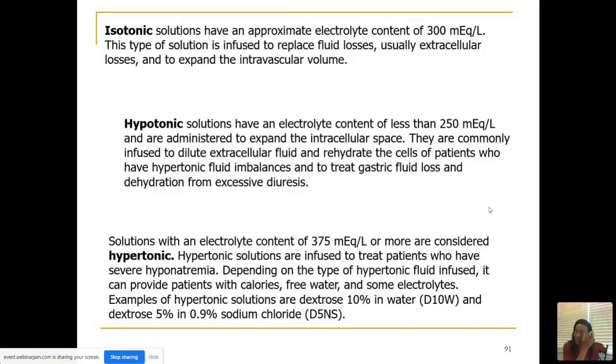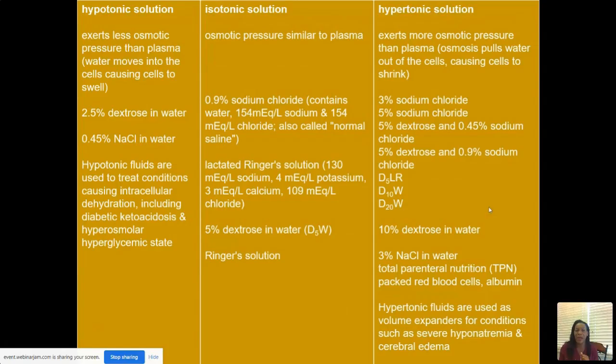So isotonic solution has the same gradient, or approximately the same amount of electrolyte as your blood. Okay, so similar. You need to know what fluid is similar to blood, like what fluid is considered isotonic. I'm going to come back to this in a moment, I promise.